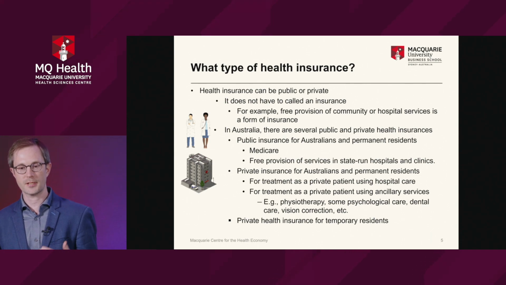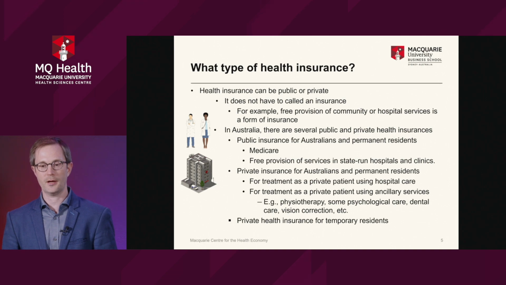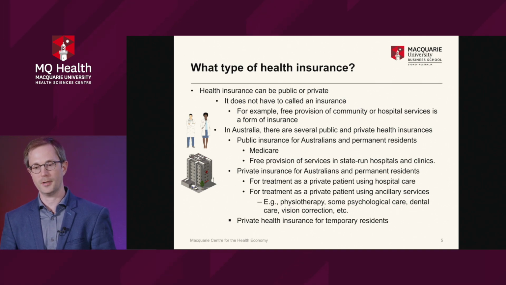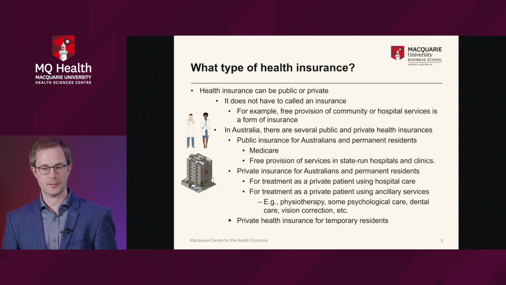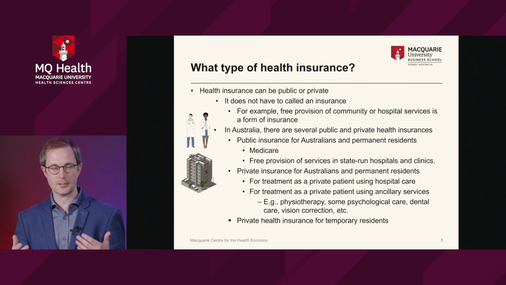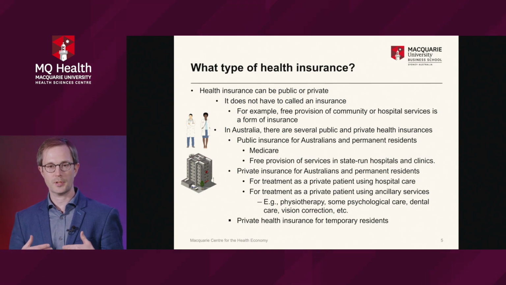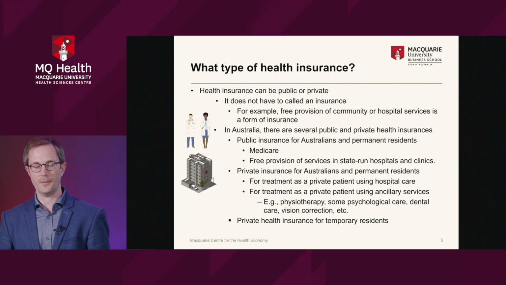Now, in Australia, there are several public and private health insurances that we have. The main public health insurances that are available for Australians and permanent residents are Medicare and free provision of services in state-run hospitals and clinics. So again, you may have thought that health insurance will only be Medicare, but the existence of public hospitals and public clinics that provide services for free also fulfills the role of an insurance.